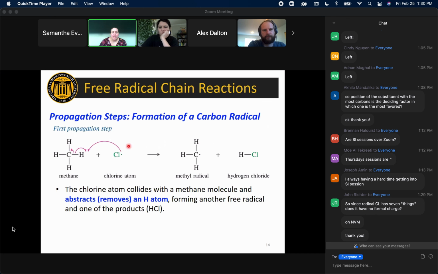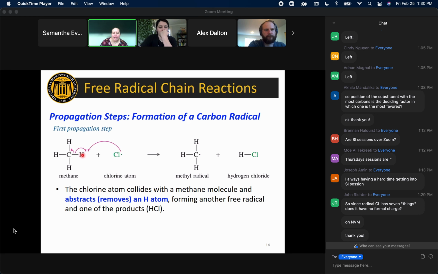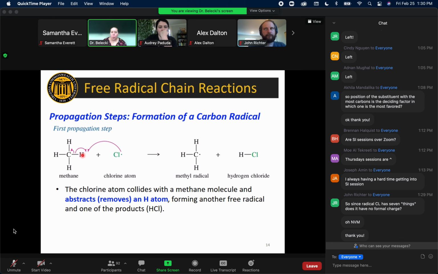When we move on to the propagation step, here is the chlorine atom that we generated from the initiation step, right? This chlorine atom is going to interact with a molecule of methane, and it is going to initiate bond breakage between the carbon and the hydrogen. It's going to do what we call hydrogen atom abstraction. So what that means is that it's going to be taking a hydrogen atom, so the proton with its electron, so an H dot, and it's going to make a new bond.